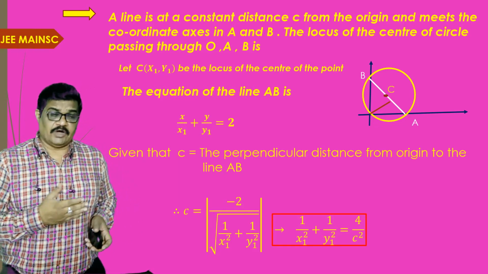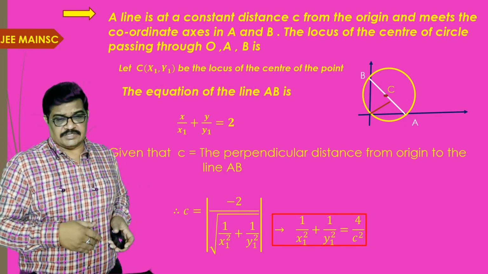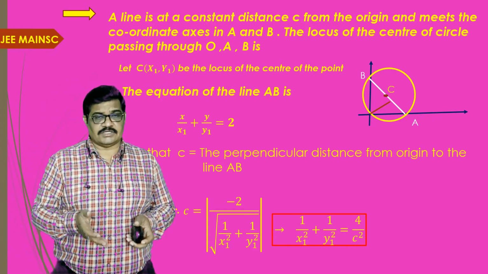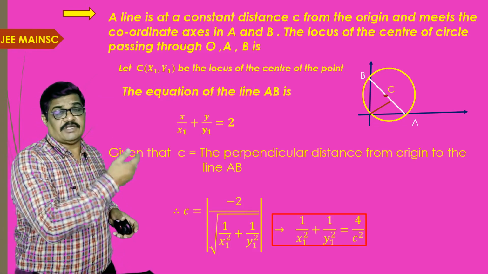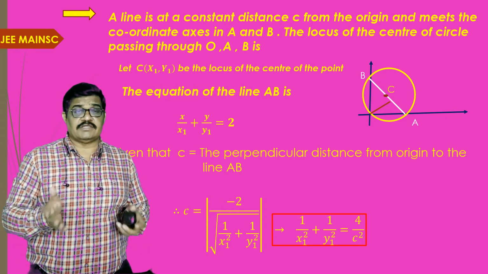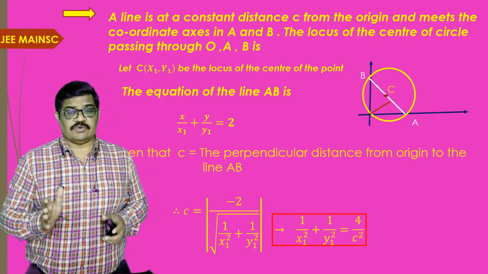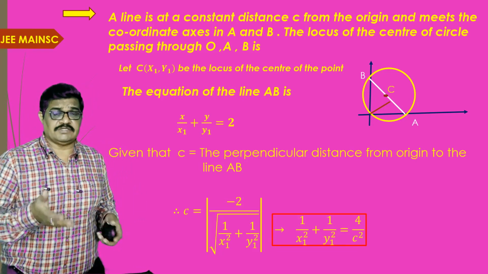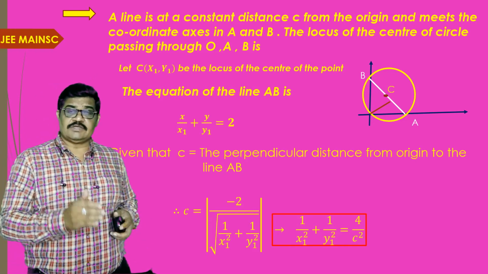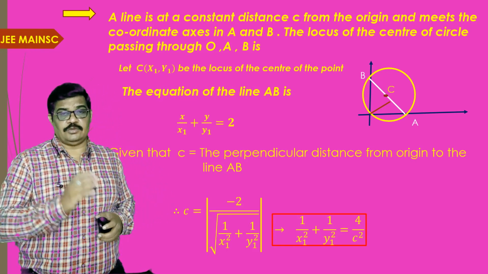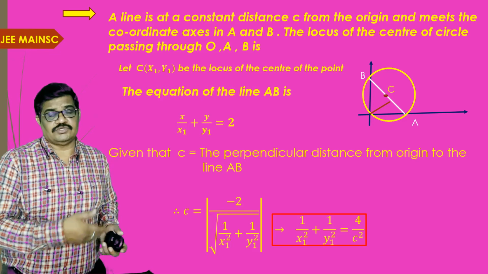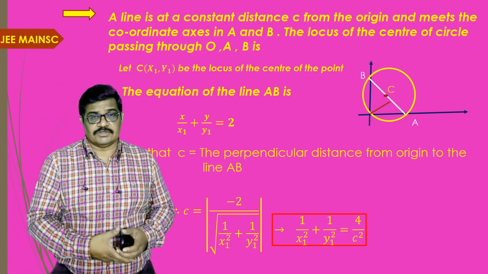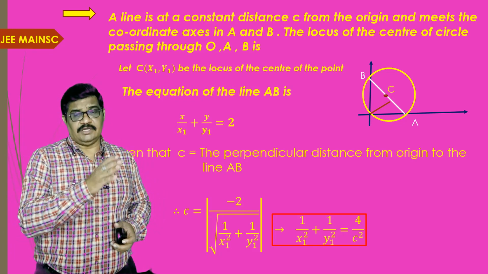From that, cross multiplying and squaring, we are getting 1/x1² + 1/y1² = 4/c². So we are getting the locus of (x1, y1). What is the locus of C? In the place of x1 we put x, and in the place of y1 we put y, and we get the locus. The answer: the locus of the center is 1/x² + 1/y² = 4/c². Otherwise, in another form, x^(−2) + y^(−2) = 4c^(−2). Among the given options we choose by converting to the required form. So this is the answer, the locus of the center. Okay, next.